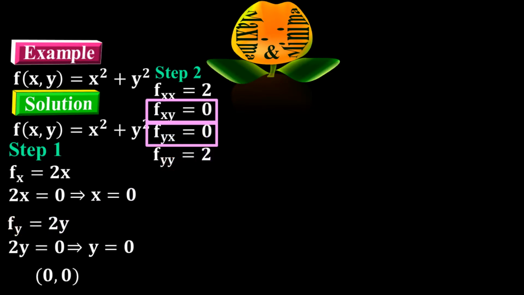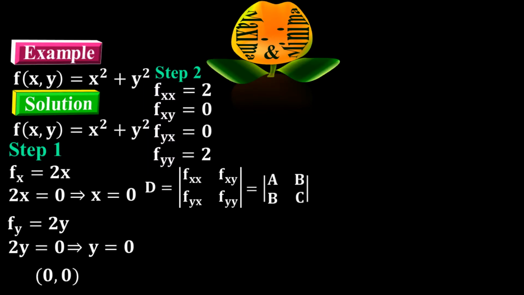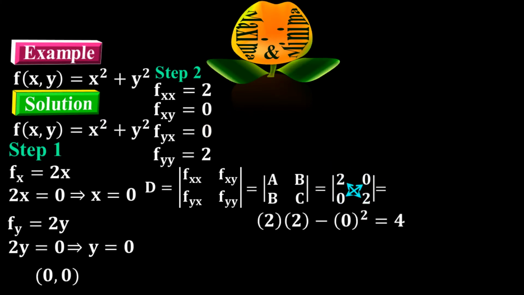Look at here, f sub xy equals f sub yx. They are always equal to each other. Just put this in discriminant form and name them a, b, c. For f sub double x, put a, and for f sub double y, put c. For f sub xy and f sub yx, put b. Substitute the values here. The value of f double x is 2, and the value of f double y is 2. f sub xy is 0, and f sub yx is also 0. Just do cross multiplication to have 2 times 2 minus 0 squared equals 4.